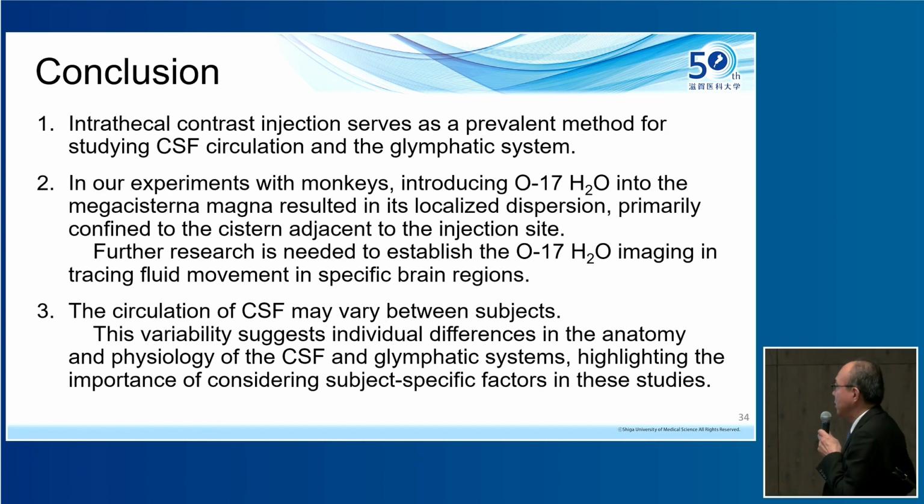In conclusion, intrathecal contrast injection serves as a prevalent method for studying CSF circulation and the lymphatic system. In our experiment with monkeys, introducing O17 water into the cisterna magna results in localized dispersion, primarily confined to the cisterns adjacent to the injection site. Further research is needed to establish O17 water imaging for tracing fluid movement in specific brain regions. And the circulation of CSF may vary between subjects. This variability suggests individual differences in the anatomy and physiology of the CSF and lymphatic system, highlighting the importance of considering subject-specific factors in these studies.